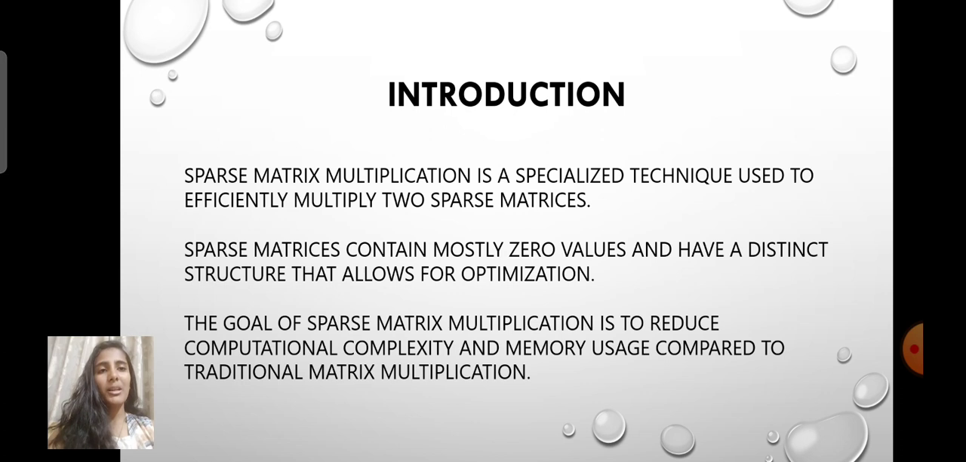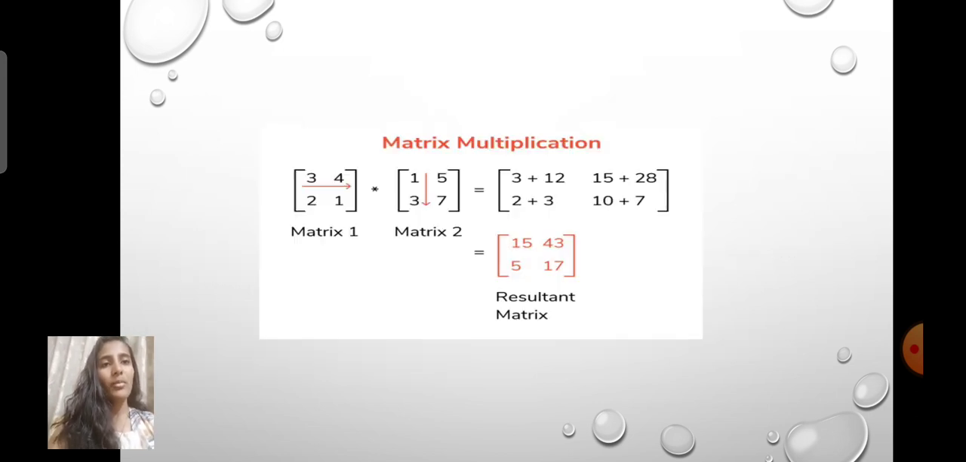Introduction. Sparse matrix multiplication is a specialized technique used to efficiently multiply two sparse matrices. Sparse matrices consist mostly of zero values and have a distinct structure that allows for optimization. The goal of sparse matrix multiplication is to reduce computation complexity and memory usage compared to traditional matrix multiplication. The given picture or slide shows the representation of matrix multiplication normally and how the resultant matrix is obtained.